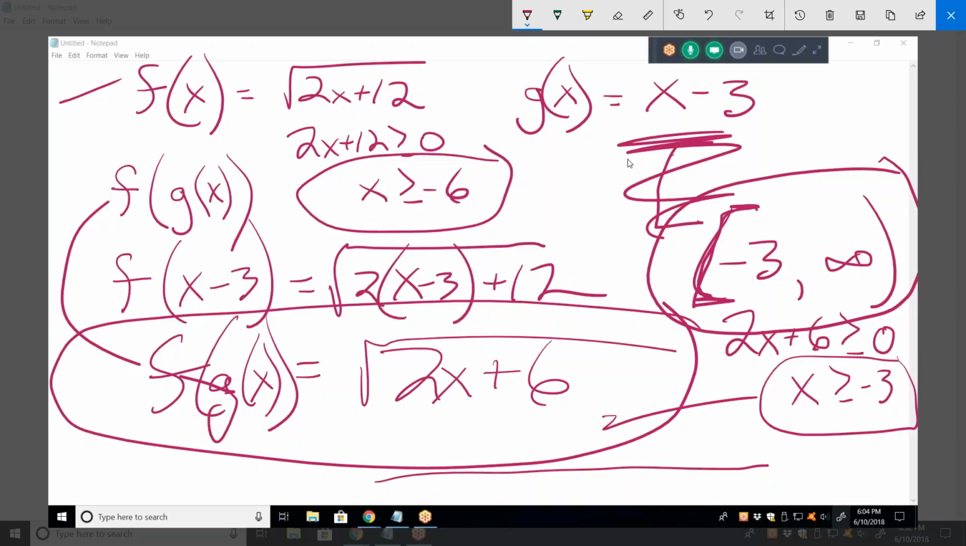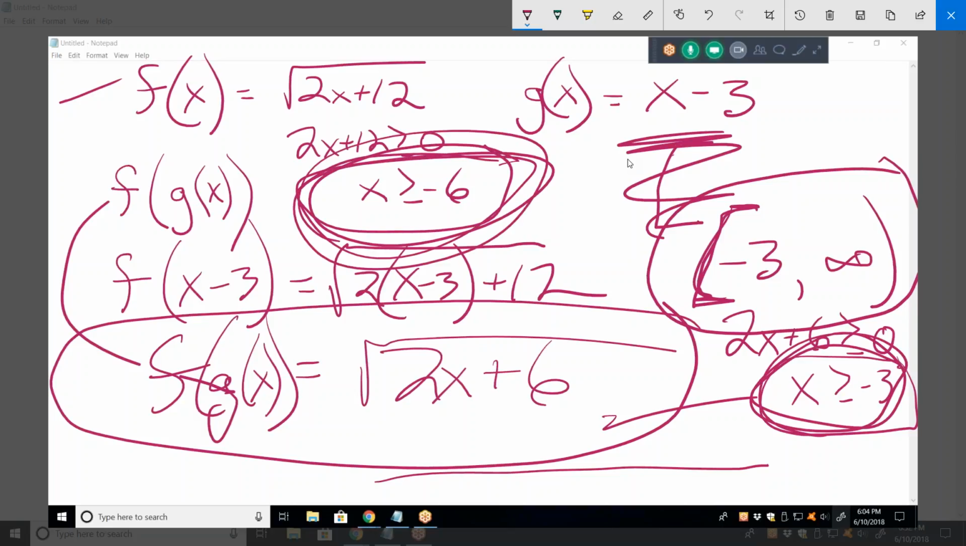Okay. This is more restrictive than this. This allows 3 more numbers, minus 4, minus 5, and minus 6. This does not allow those. Okay. Any more on these two functions? Nope, that's all for those two.